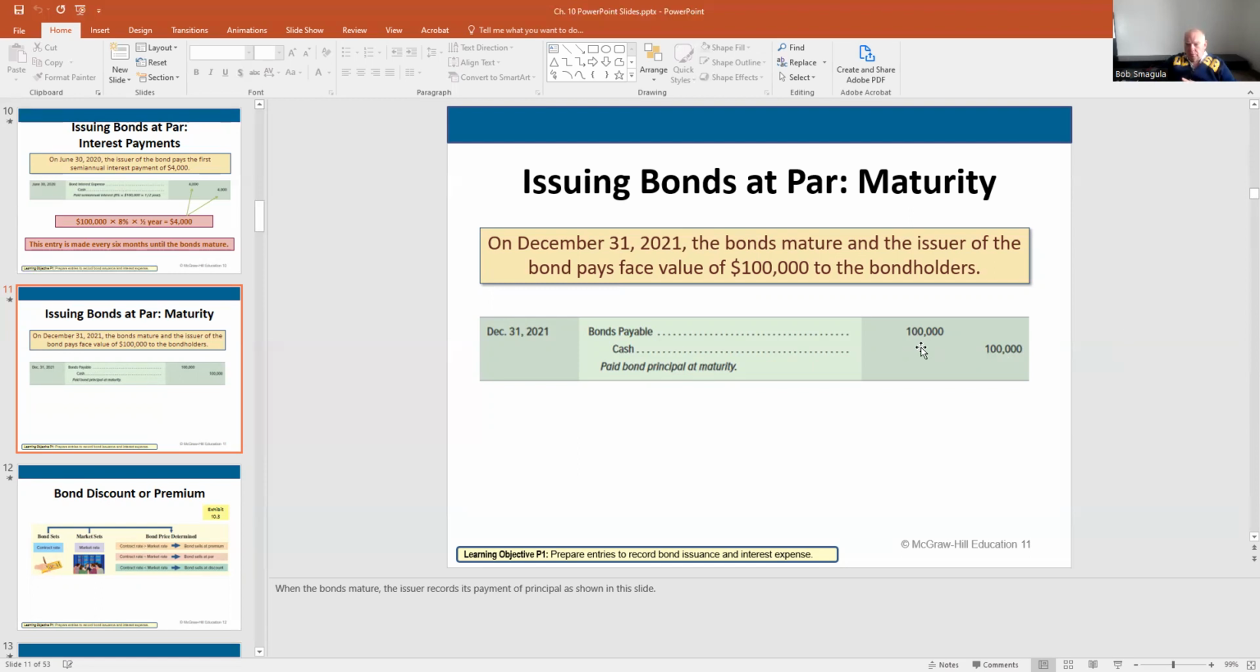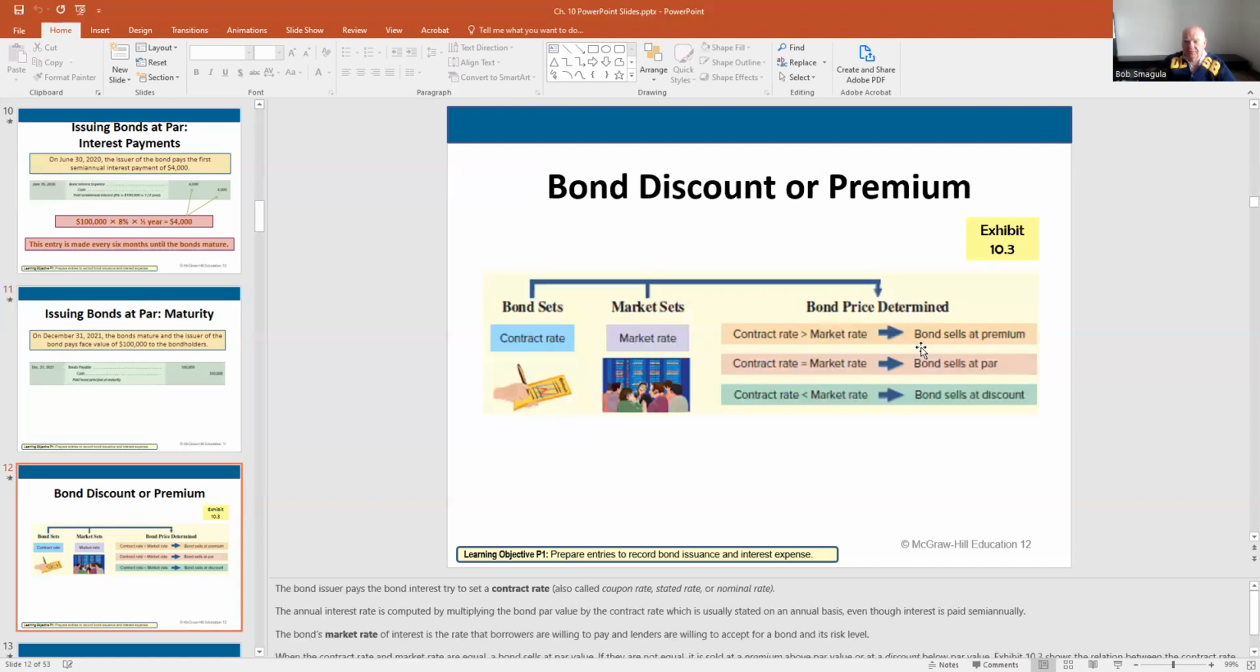Now, in the real world, bonds always trade at either what's called a discount or a premium, meaning that the company that wants to borrow 100,000 may not get 100,000. They may only get 98,000. They may get 102,000. And let's talk about these. Let's talk about a bond discount or premium, okay?